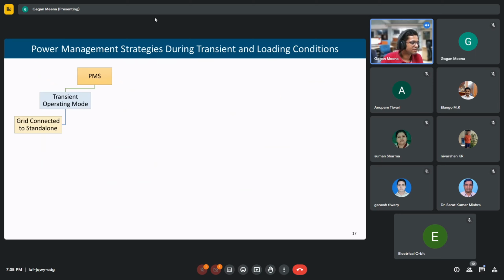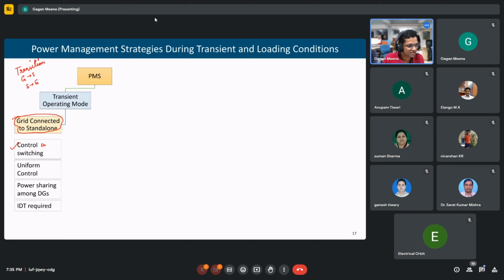Next, that was the power management strategy for grid connected or standalone. Now this is for transient or loading conditions. In transient operating mode, or we can say transition modes, there are two possibilities. One is grid connected to standalone, second is standalone to grid connected. When going from grid connected to standalone, there are two strategies. One is control switching, switching the control strategy itself.